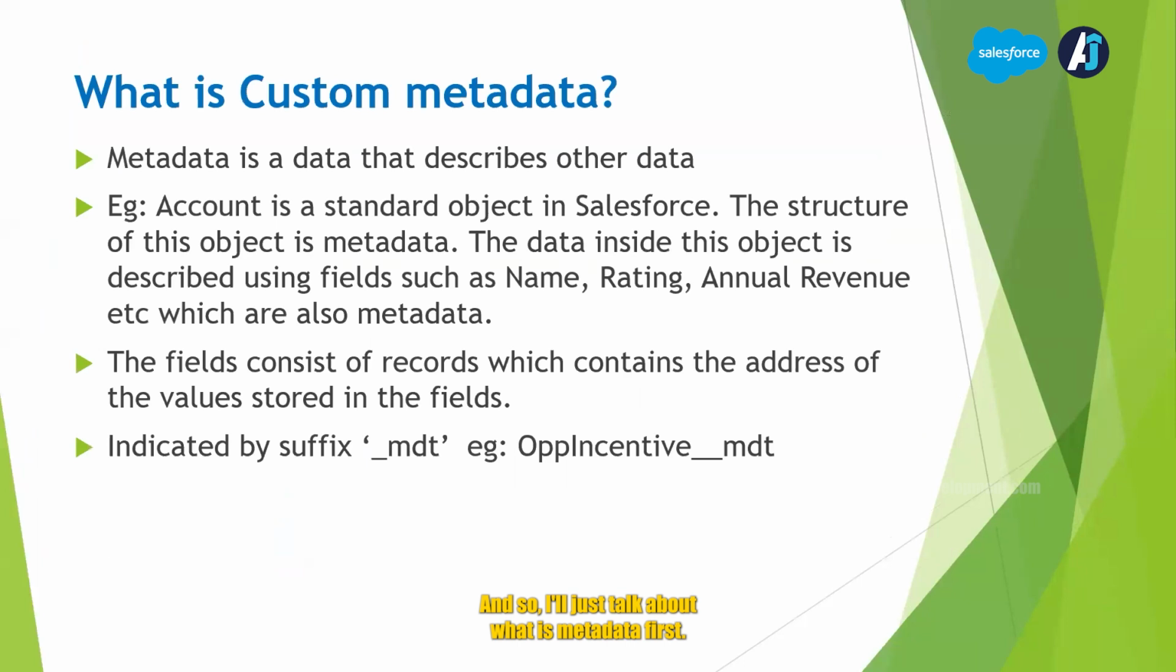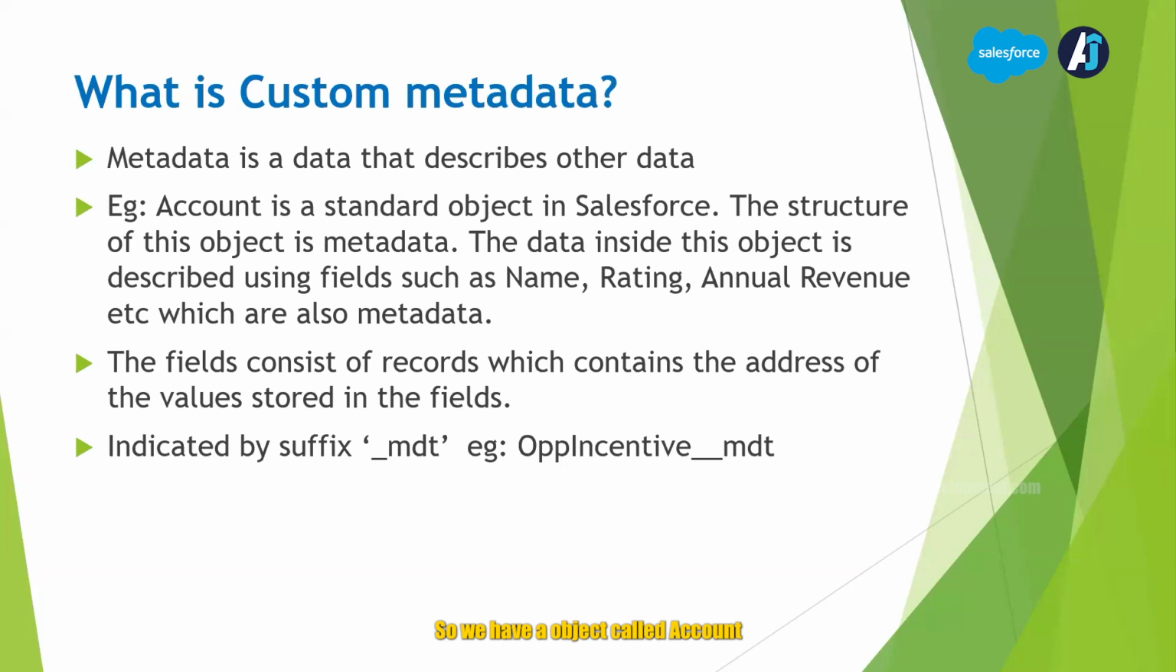I'll just talk about what metadata is first. Metadata is data that describes other data. It's that simple. It means one piece of data is explaining or describing other data. For better understanding, we'll take an example.